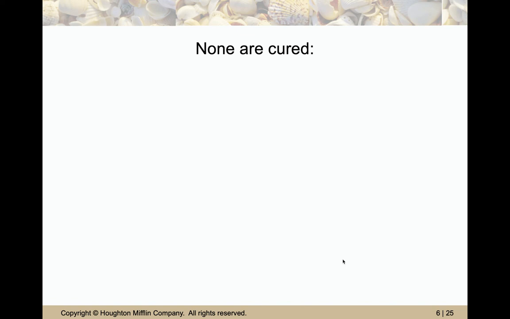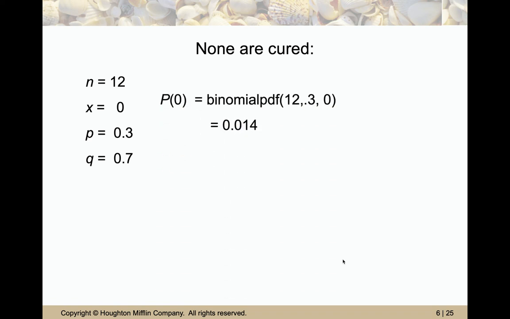For none, X is 0. So we enter 12, 0.3, 0, and our probability is 0.014.